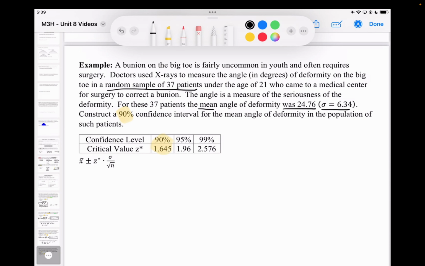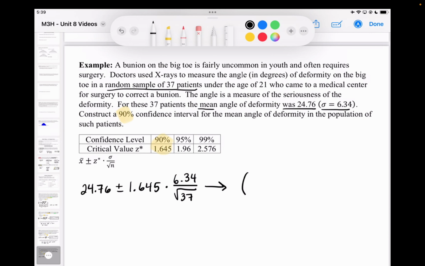So let's go ahead and put everything down. You do your average, or your sample mean, first, so 24.76. You add or subtract the critical value, which is 1.645. You multiply that by the standard deviation, which is the 6.34. And then you divide that by the square root of the sample size. I should have said this on the previous example, but the biggest reason people mess up these problems is they forget that square root in the denominator. It is very, very common that people will drop that.